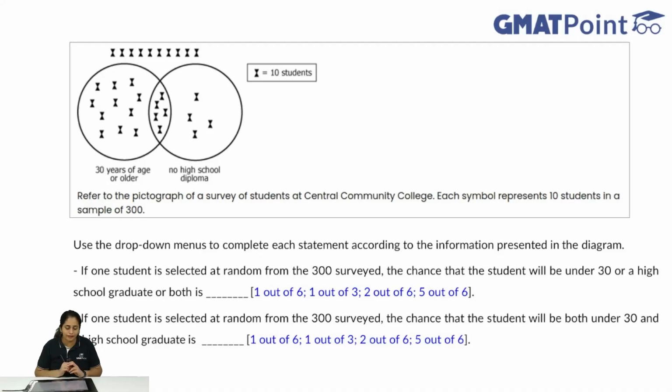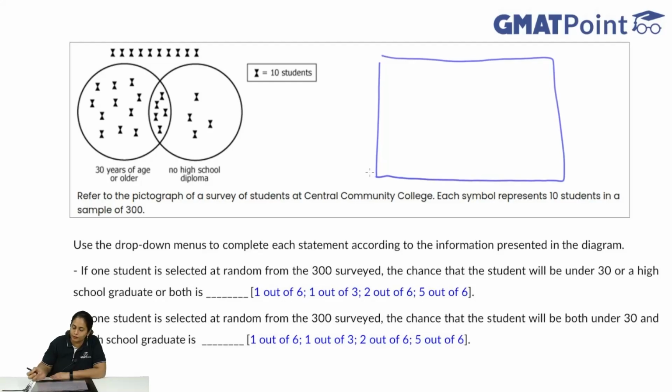So in this we are given that each of these symbols is equal to 10 students. So the first circle is 30 years of age or older, and this part of the circle is no high school diploma. So this refers to a pictograph of a survey of students at Central Community College. Each symbol represents 10 students in a sample of 300. So I will draw mine. I am actually more comfortable with my Venn diagram.